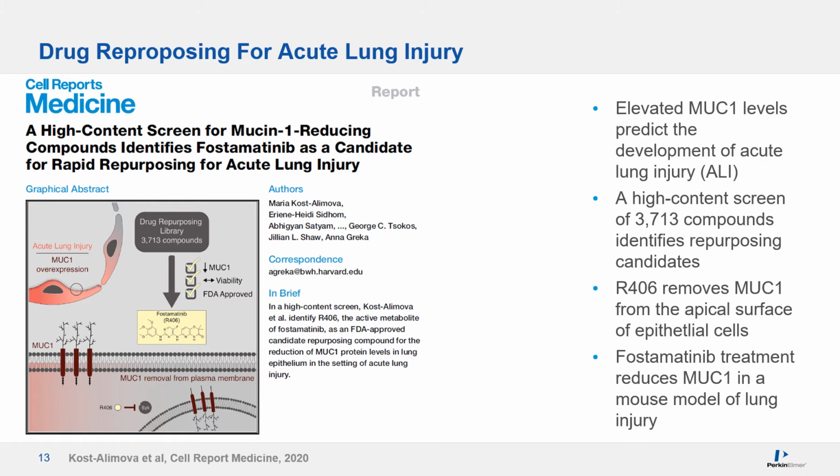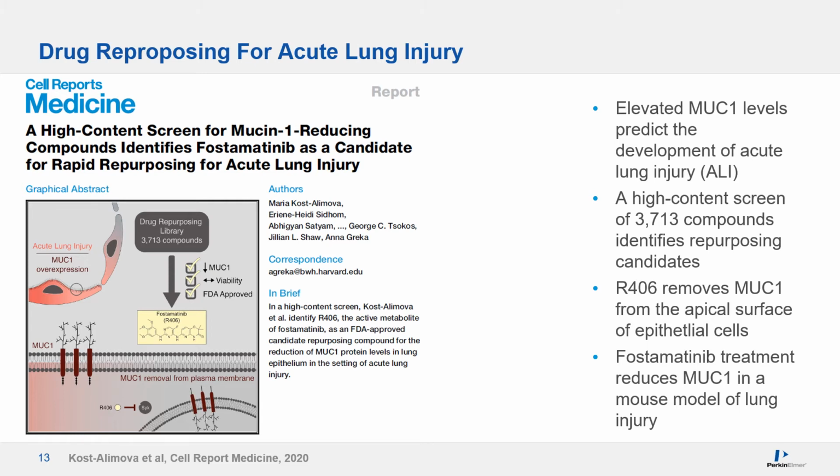And drug repurposing has the advantage of identifying potential treatments on a shortened timescale, such as in response to the current COVID-19 pandemic. In the paper shown here, the authors took advantage of a high-content screen of over 3,700 compounds at different stages of clinical development to identify an FDA-approved compound that reduced mucin-1 protein abundance.